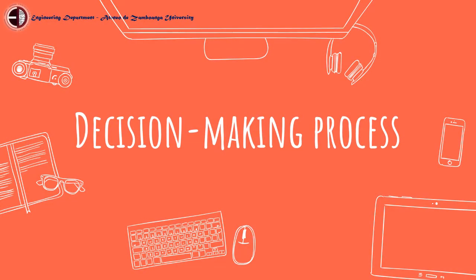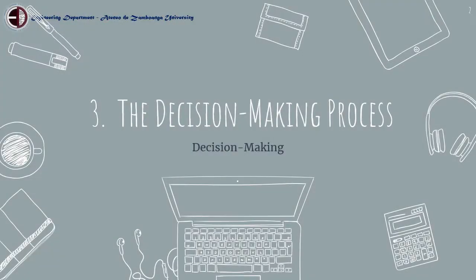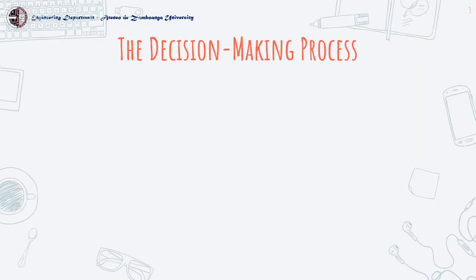Let's continue our lesson on the decision-making process. So, what are the steps in the decision-making process? Rational decision-making, according to David Holt, is a process involving the following steps.